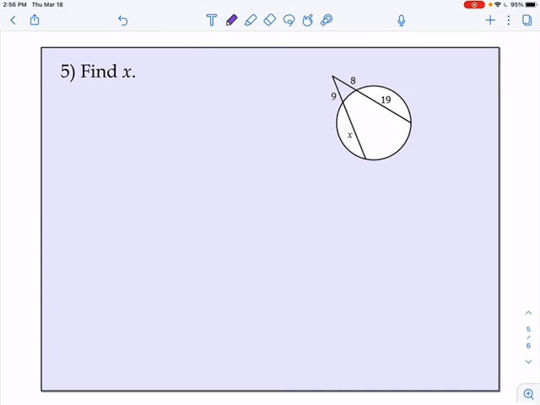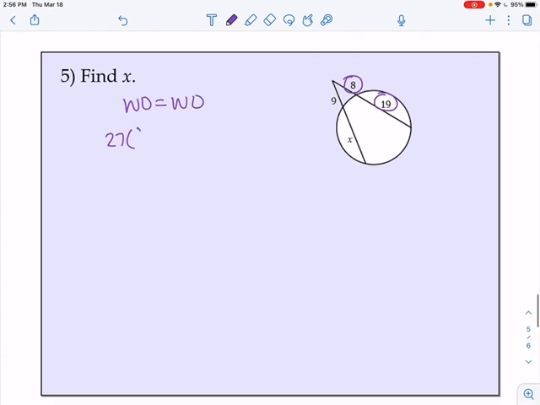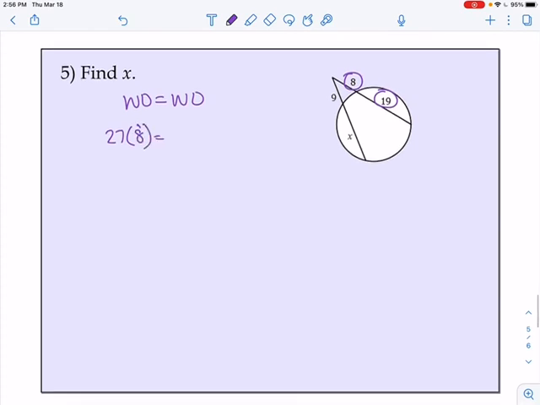Okay, for 5, we have two secants. So this is the whole versus the outer, whole versus the outer. So we'll do this top one first. For the whole one, if I add 19 plus 8, that's going to give me 27 for the whole. And my outer piece there is going to be 8. So we're going to have 27 times 8 on one side. And for our other segment, our whole is going to be x plus 9. And the outer part of that is going to be 9. So we're going to have 9 times x plus 9.